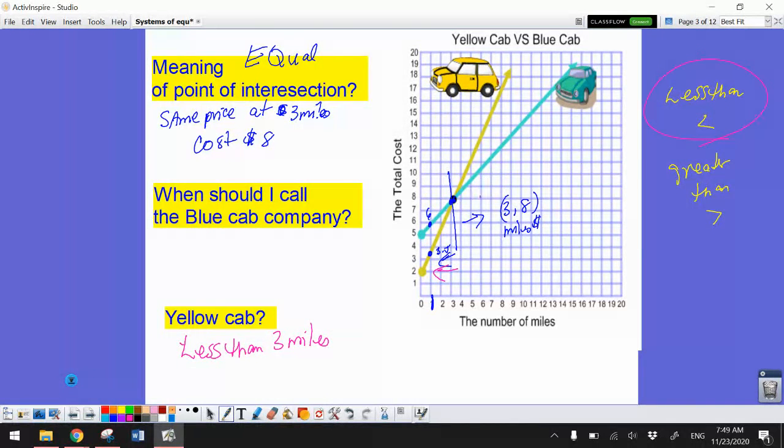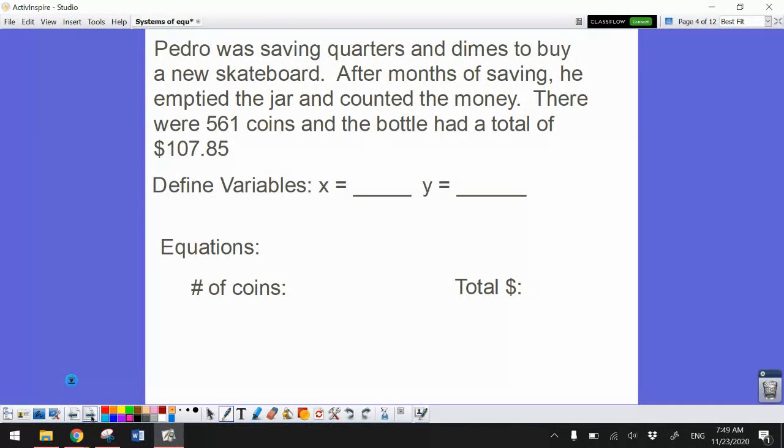So if I go on the other side, I see that if I start at 6 miles, here's the blue and there's the yellow. So the blue is cheaper. So if I am going to travel greater than 3 miles, I want to call the blue cab or ride the blue cab. It'll save me money. So again, that intersection point is the point that really matters. That's where things are the same, but that also tells us where things change.